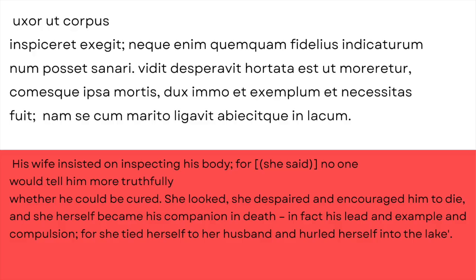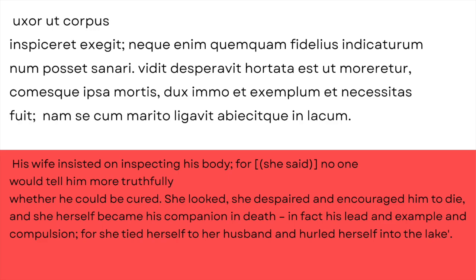She was an example and a compulsion. The reason we have fuit and not erat is because it's not a continuous state. This was something she did instantly because, as we're going to find out now, abiecit, she threw herself out of the window in lacum, into the lake. So she was an example and a compulsion very, very quickly, instantaneously. And that's why we've got this unusual form of "to be", fuit, in the perfect tense.